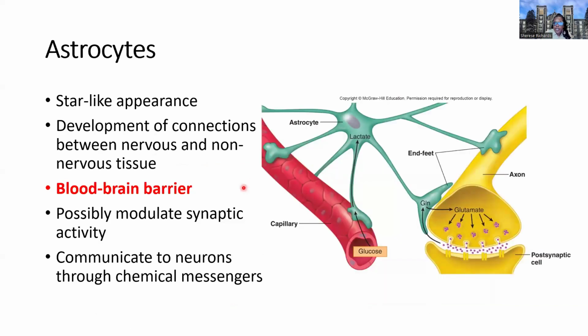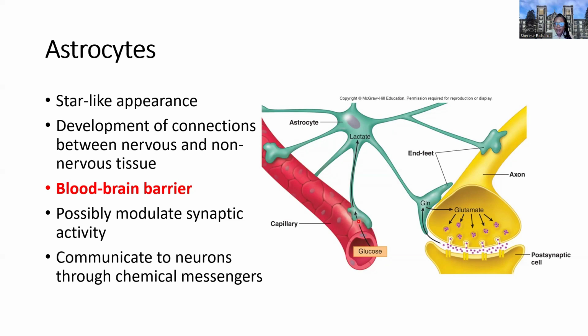So here are astrocytes. Again, they have a star-shaped appearance, right, with their many foot processes. Their connections extend between multiple structures, between nervous tissue, such as the neuron, and non-nervous tissue, such as the ventricles and the blood barrier. So their foot processes are going to be helping to connect multiple structures. Their foot processes are also going to be forming the blood-brain barrier.